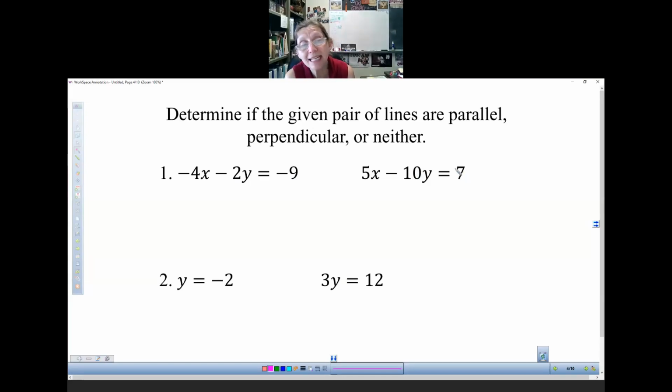What do we need to compare? And somebody's going to have to answer me this either in the chat or out loud. What do I need to compare in order to determine whether or not these two lines are parallel, perpendicular, or neither? What was I talking about on the previous page? Slope. The slopes, okay? So because I'm given these two lines in standard form, what form do I need to put them in order to compare their slopes?